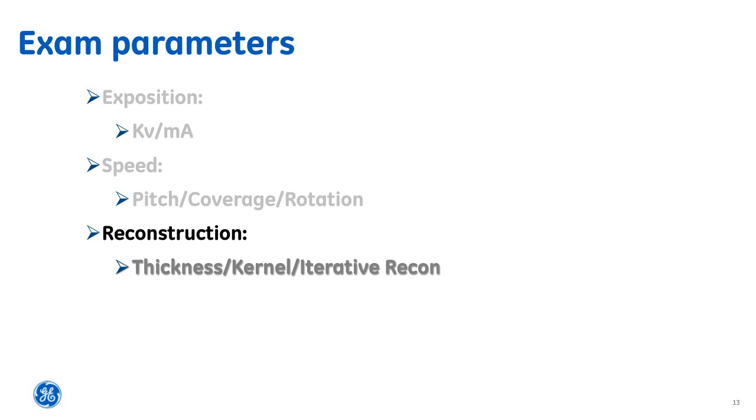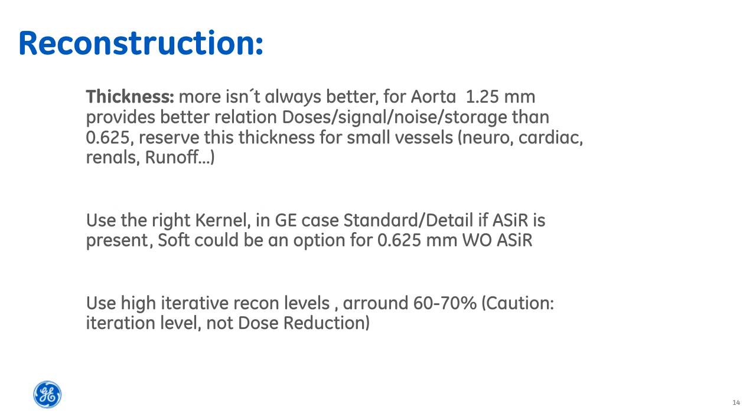So then, if we look at the reconstruction of the slice thickness, the kernel and iterative recon, okay, so here, if we use a 1.25mm slice, we actually get a better signal to noise ratio than if we use a very thin slice. We use these very thin slices for our smaller vessels, because we need to get the spatial resolution, because obviously the structure that we're looking at is far smaller.